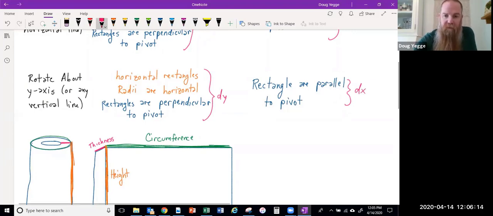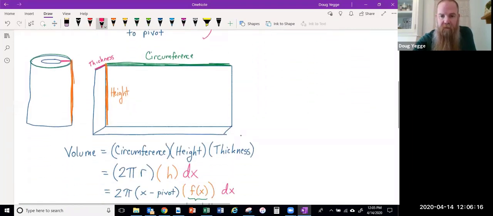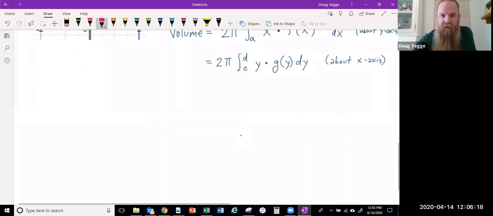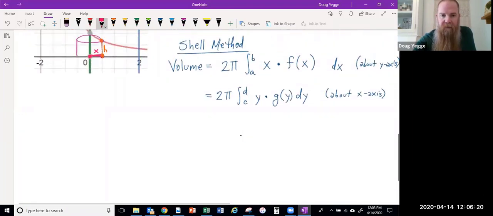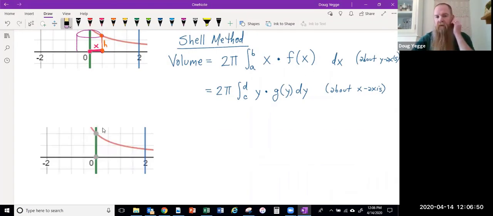And so I'm ready to do this last problem again. Only now let's take a look at how this is going to be a lot easier. Okay, so now let's set up the shell method. For the shell method, with the disk method I had to break it up into two separate pieces. I'm going to say, forget that. Let's just do the shell method and do one piece.